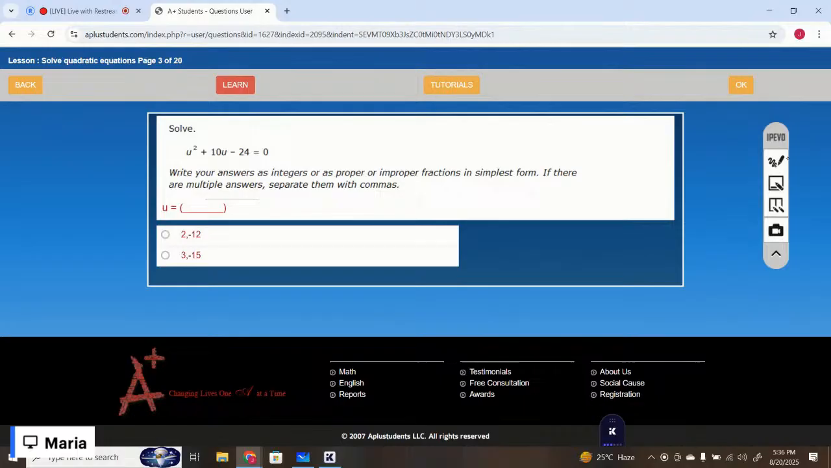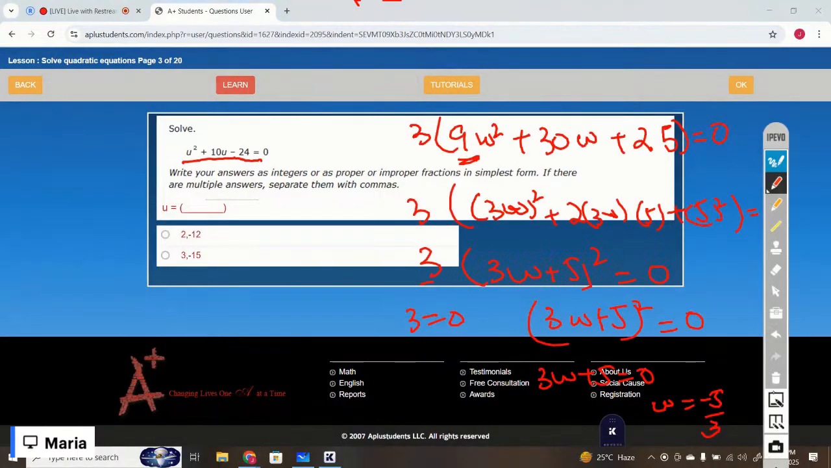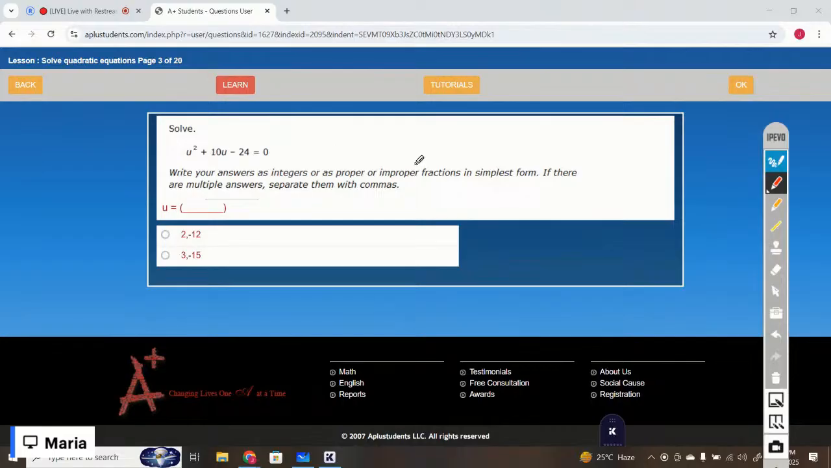u square plus 10u minus 24. So we need to break down that 10u. When we add, that makes 10, and when we multiply, it makes negative 24, right? So u square plus 12u minus 2u minus 24 equals 0. When you multiply, negative 2 times 12 makes negative 24, and when you add, plus 12 minus 2 makes 10.